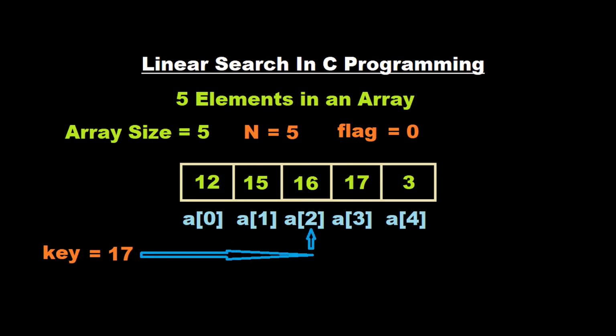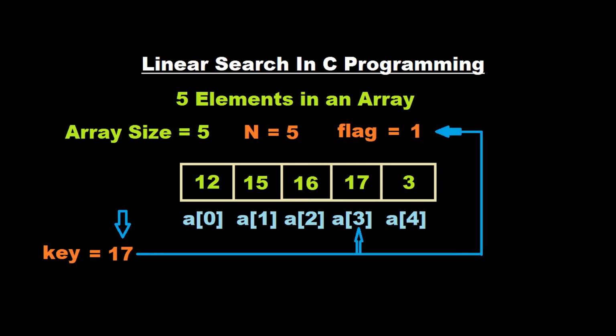And as you can see here, the key is 17 and it is equal to the element a of 3 in our case, as you can see in the array. Now, as soon as we find the key and it matches the element in the array, we will have to update the value of flag to 1. Then we have to get out of the loop. For that, in C programming, we have the break statement. With the help of the break statement, we will come out of the loop.